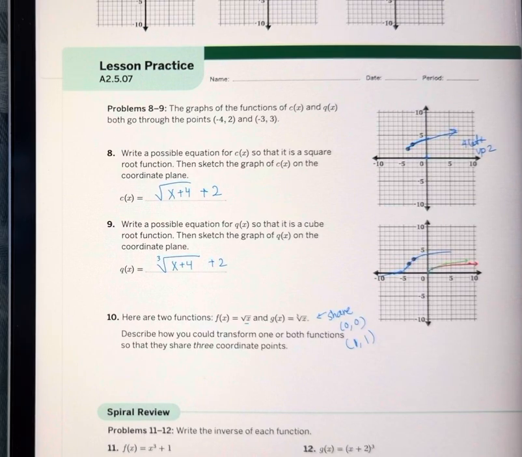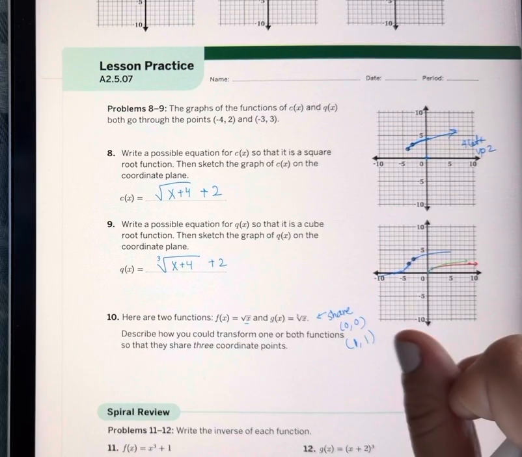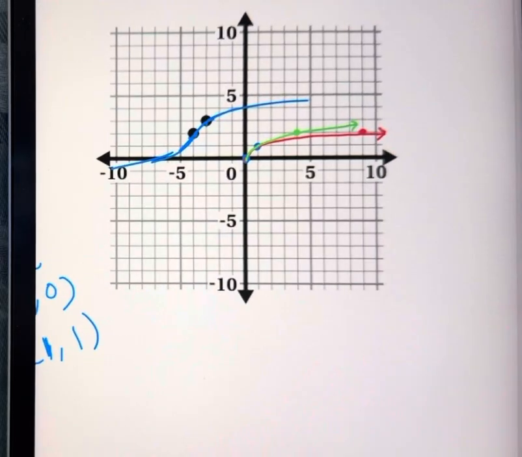Oh, but I could transform both of them. You know, you guys, they kind of got me. I can't think of it right now. I feel like I'm on the spot.